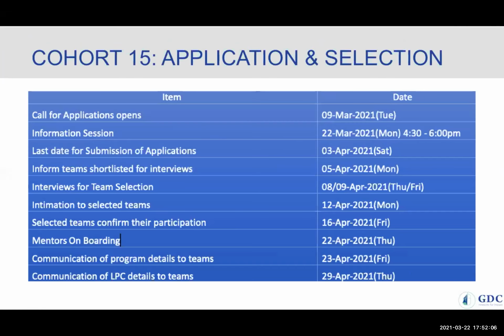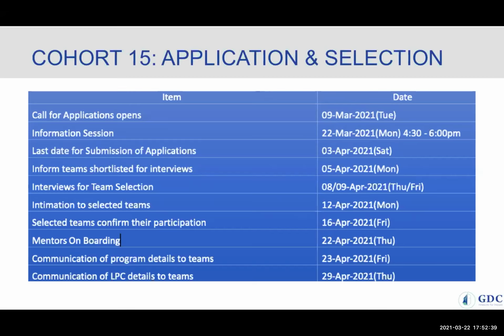And what you see here are the dates for the selection process. Our call for applications is already open on our website, and many of you would have received emails announcing this information session that you're attending today, as well as the call for applications for cohort 14. And the last date for submission is about 10 days from today. So it's on 3rd April. For those of you who are interested, we will be sharing the link once again at the end of the session. Please do apply within that time.